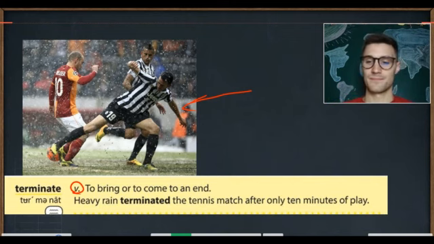Terminate. Have you seen the movie Terminator? Why do you think he's called Terminator? Because he ends his enemies.